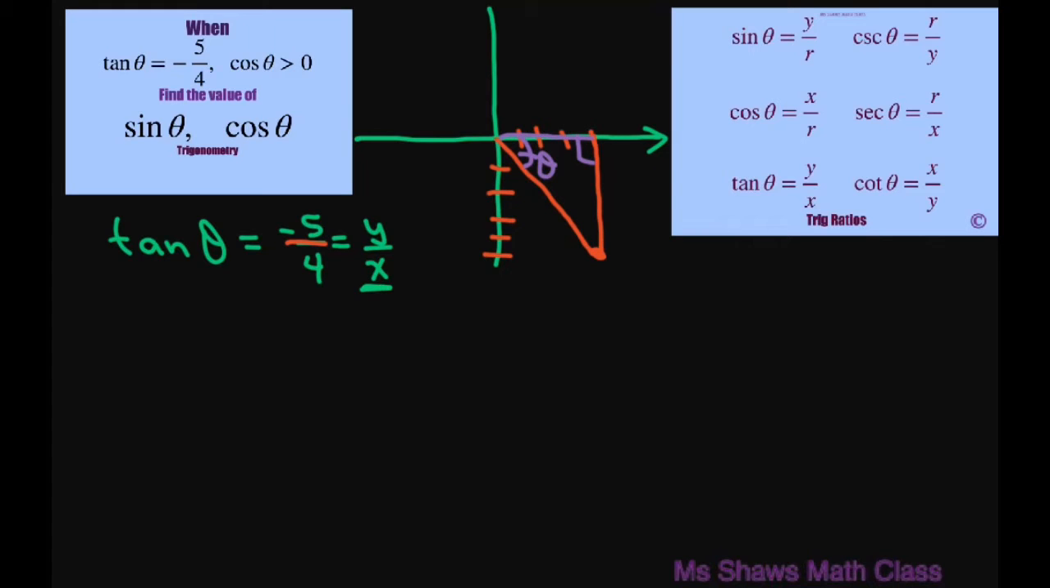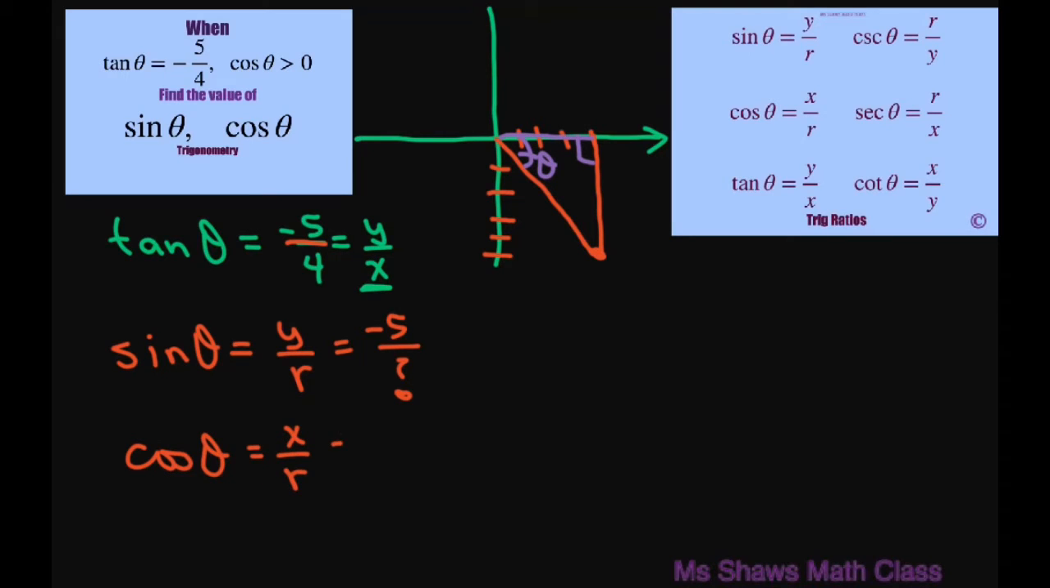All right, so basically we need sine of theta. Well, sine of theta is y divided by r, so that's going to be -5 divided by something. We've got to find r. And cosine of theta is x divided by r, and so that's going to be 4 divided by something. So r is always positive. So this is your r.